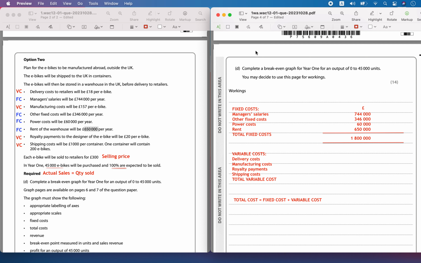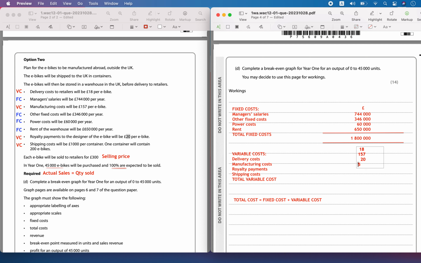Variable cost is going to be: delivery cost, which is 18 pounds per e-bike. Then you have 157, and then 20 pounds per e-bike for royalty payments. Then you have shipping costs, which are around 1,000 per container. One container is going to contain 200 bikes, so 1,000 divided by 200 is equal to 5 pounds.